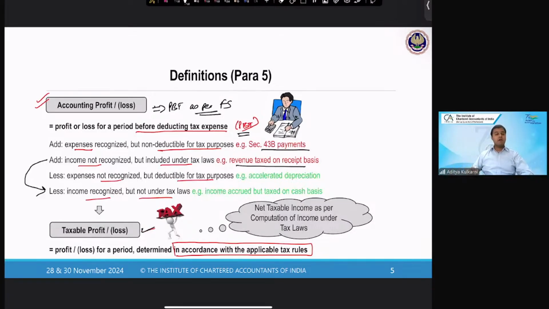So this taxable profit or loss is my second definition. It is the profit or loss in accordance with the applicable tax rules, which is nothing but net taxable income as per computation of income under the tax laws. Again, in India, this will largely cater to the Income Tax Act 1961, but the standard per se, in any of the paragraphs, has not at all referred to the Income Tax Act 1961. So two definitions to take away from here: accounting profit or loss, that is the first definition, and taxable profit or loss, that is the second definition.